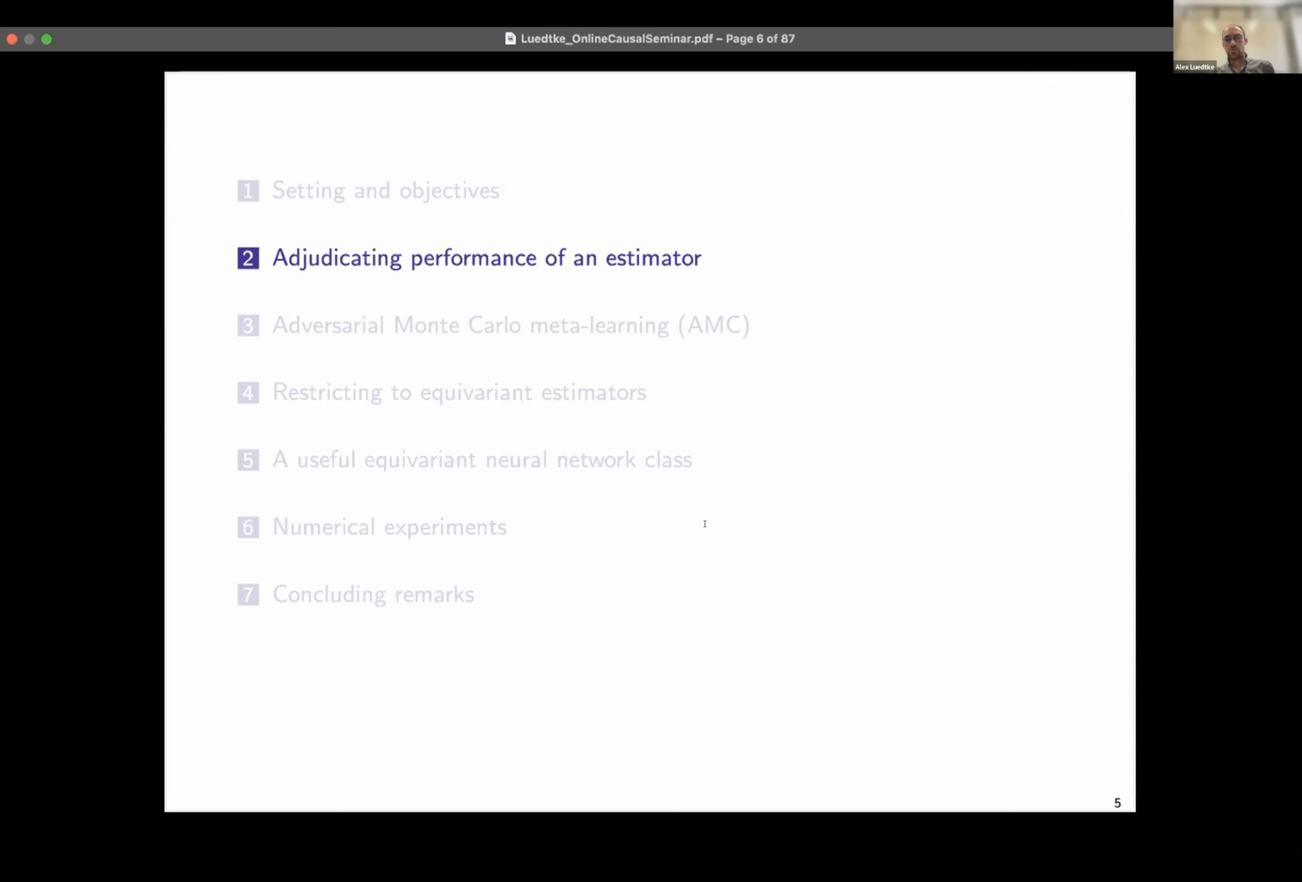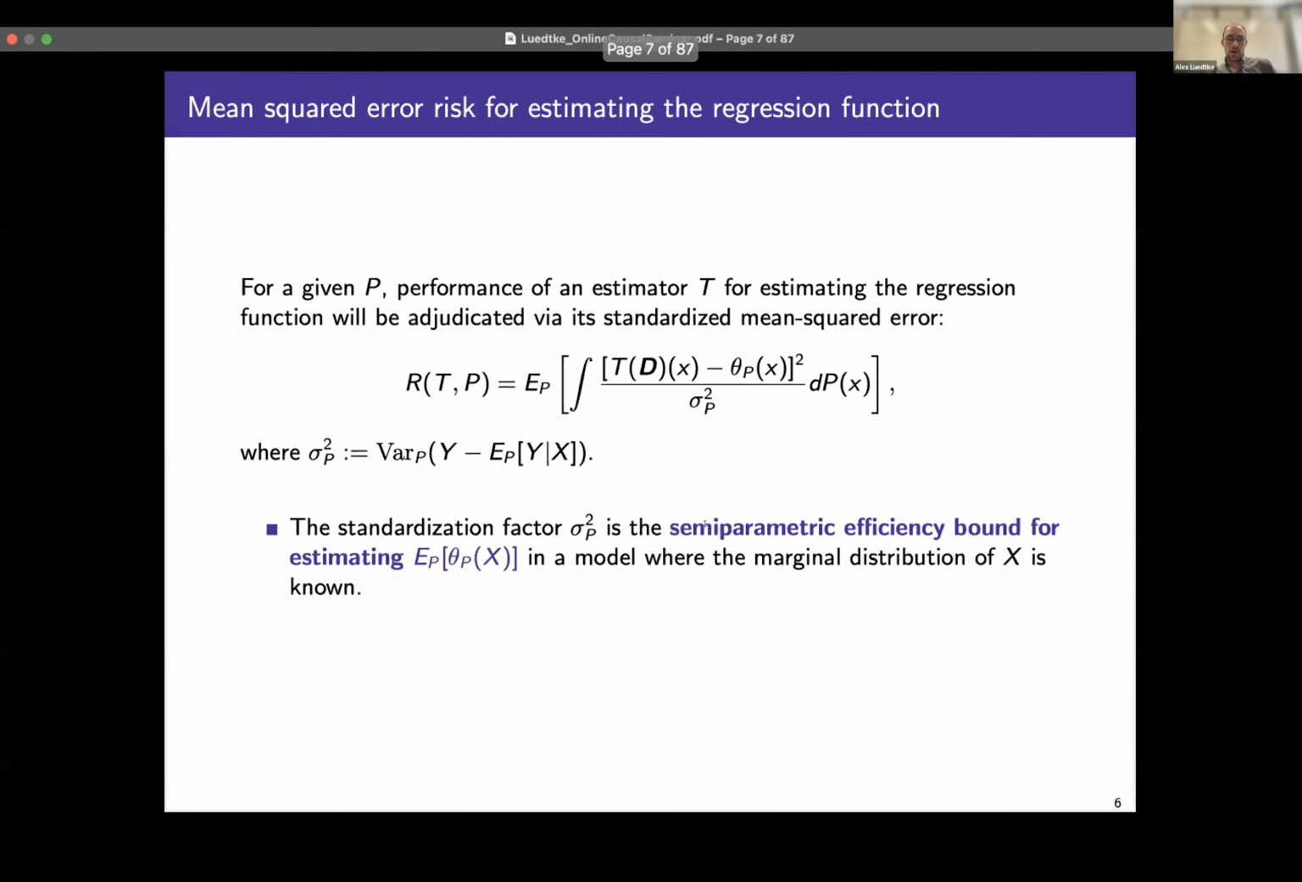Okay, so let's suppose that we have an estimator in hand. How would we adjudicate performance? Here I'm going to use the usual statistical decision theoretic framework, where I'm going to think about the risk function of an estimator. I'll start with the regression context, and then I'll show you the CATE context on the next slide, just highlighting the differences.